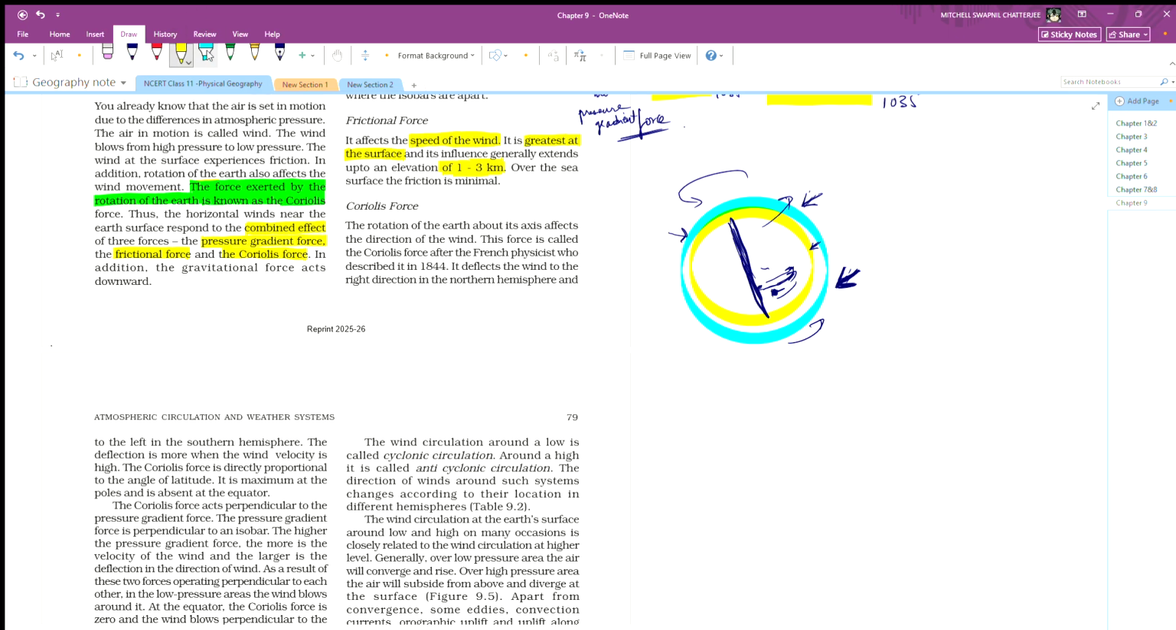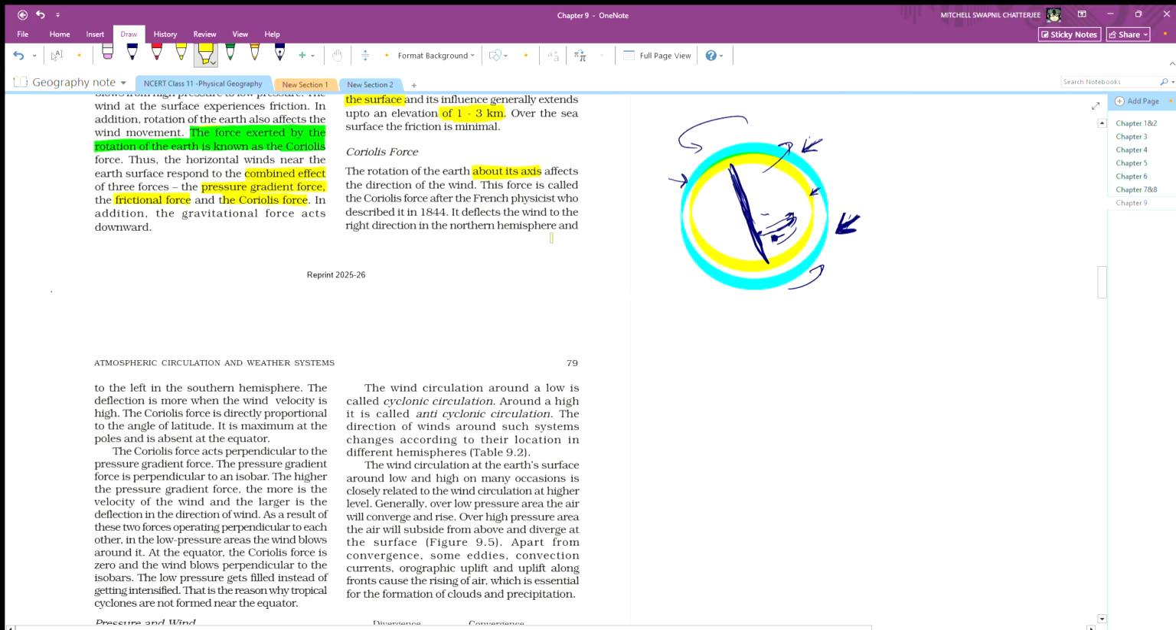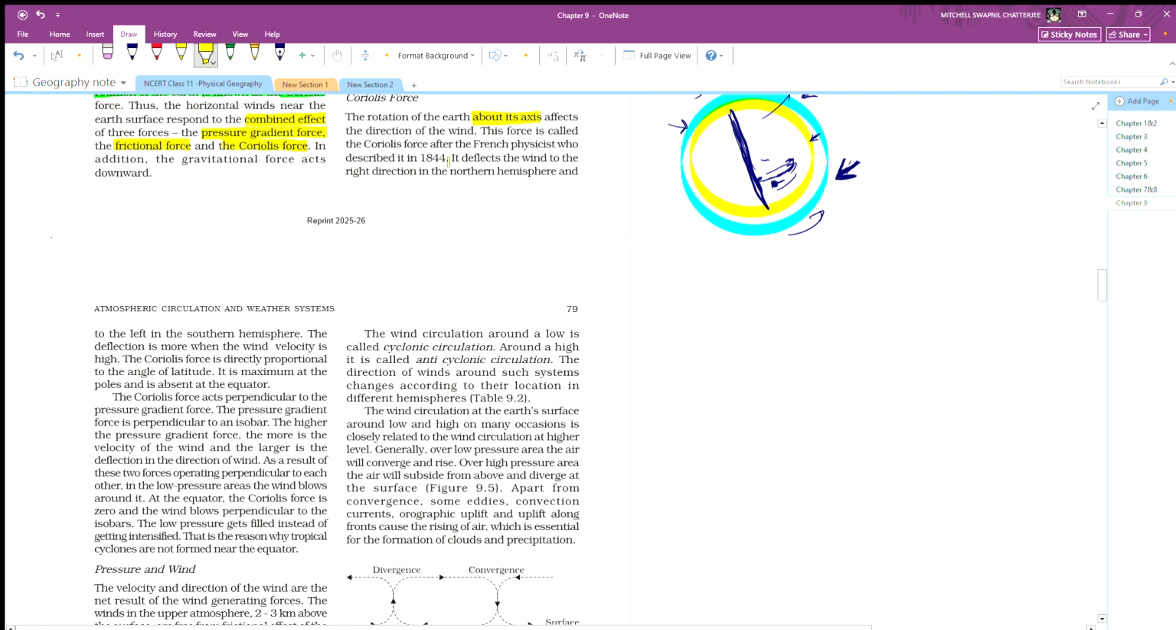So let's mark some keywords: the axis affects the direction of the wind. This force was worked out by the French physicist. It deflects the wind to the right in the northern hemisphere. So that's what it does to the wind. It deflects the wind to the right in the northern hemisphere, and to the left in the southern hemisphere.